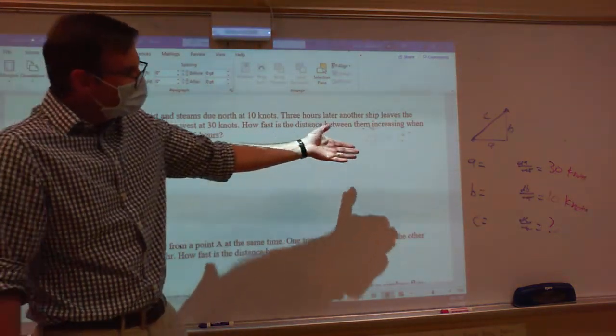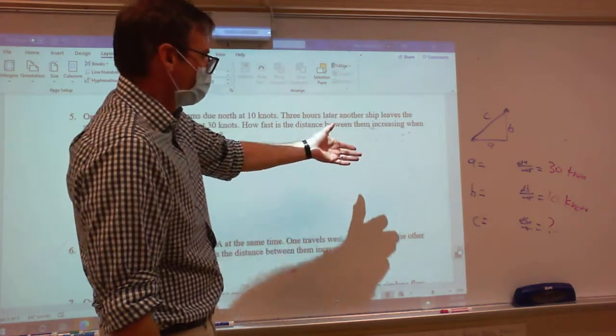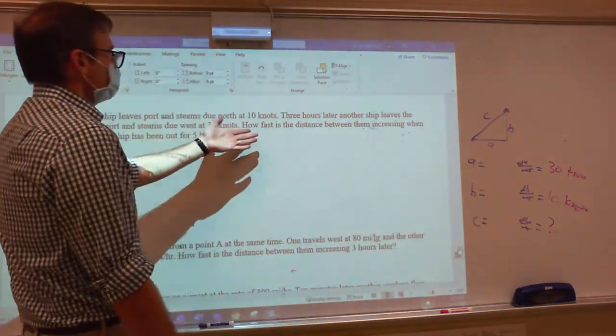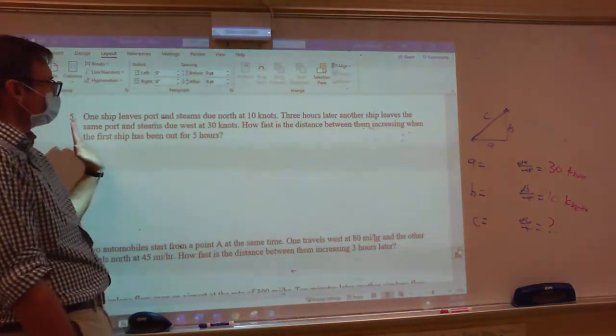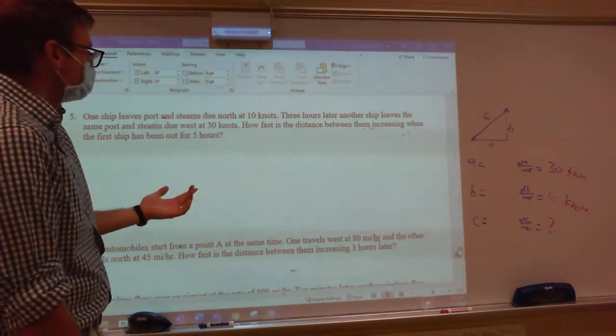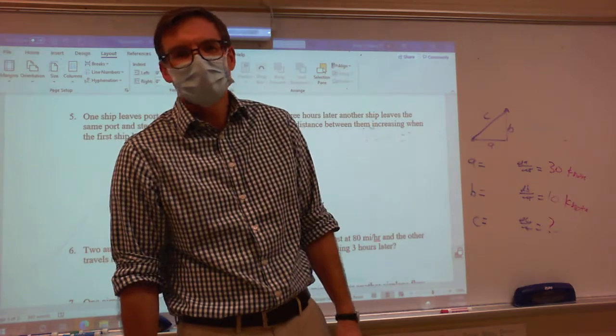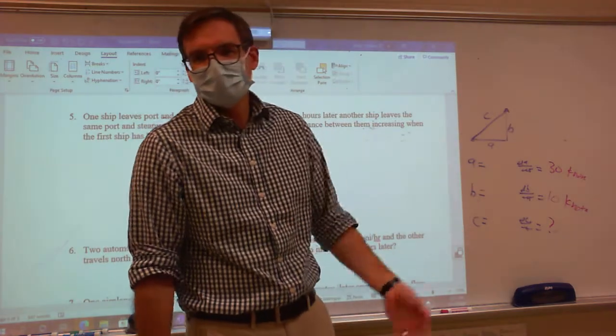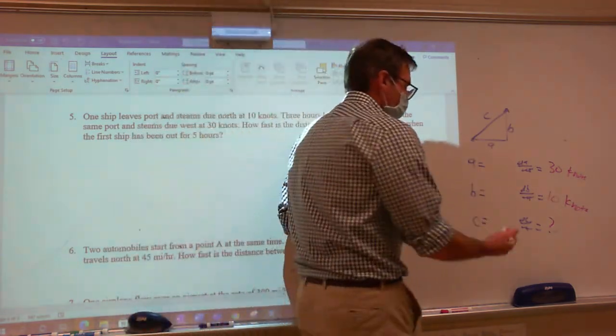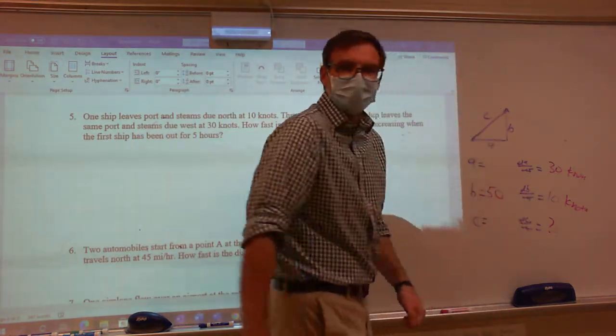So we need to find the distance. We got to figure out how. What do we know? It says how fast is the distance between them if the first ship has been out for 5 hours. So our first ship has been 5 hours. How fast does it go? 10 miles an hour. So how far is it? 50 miles. Everybody okay with that?